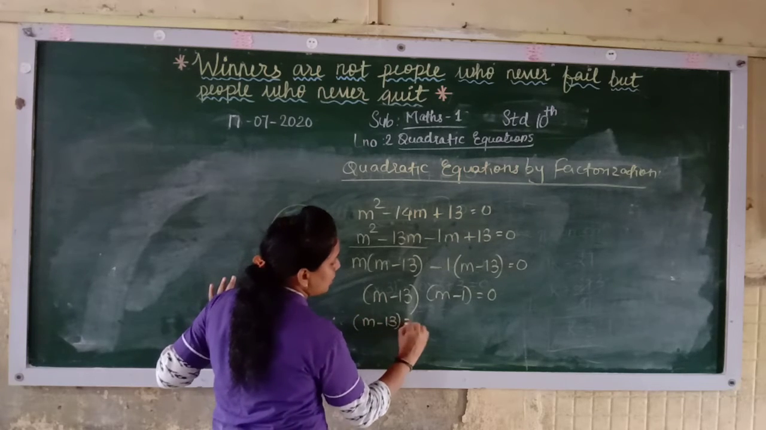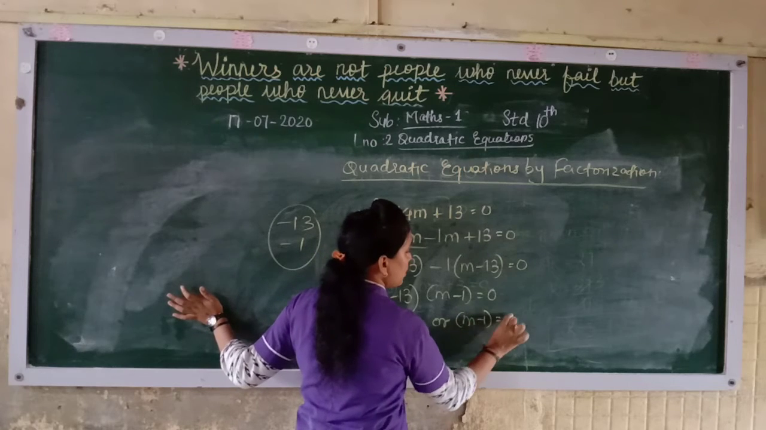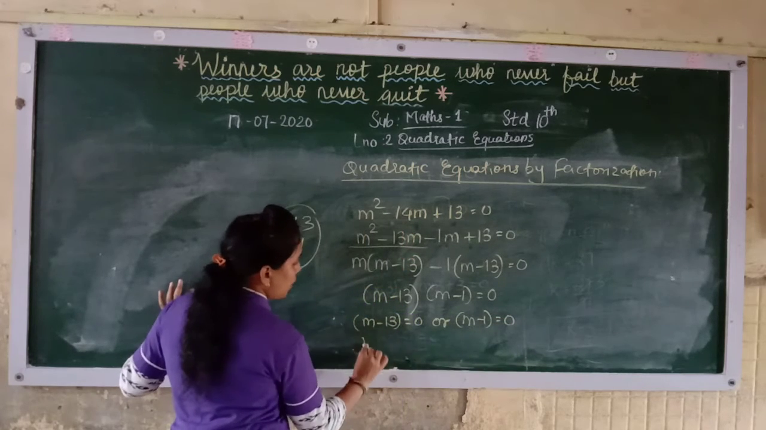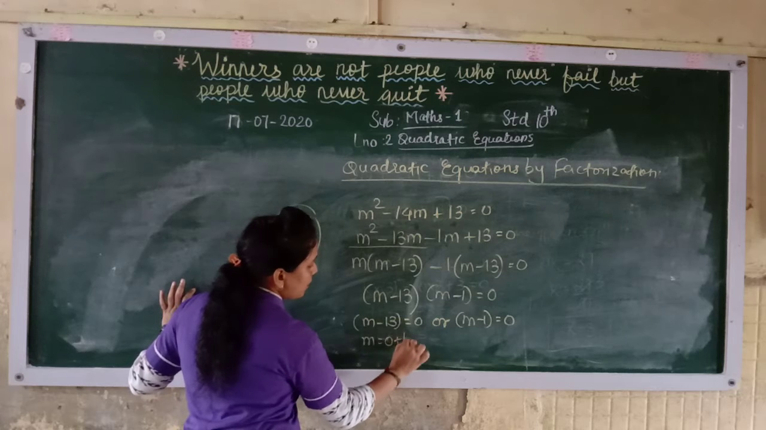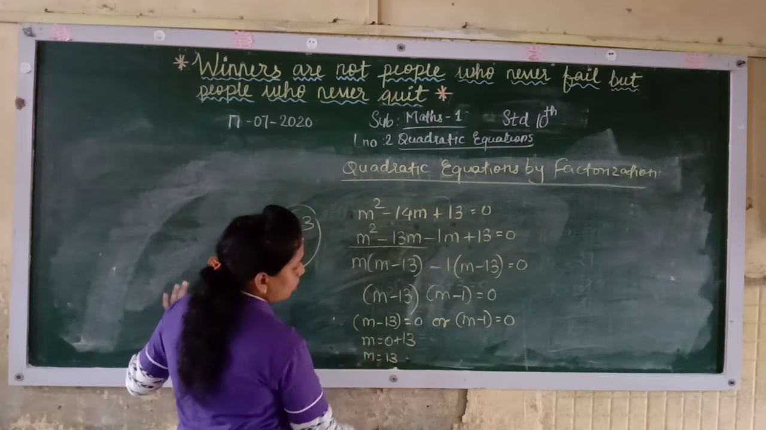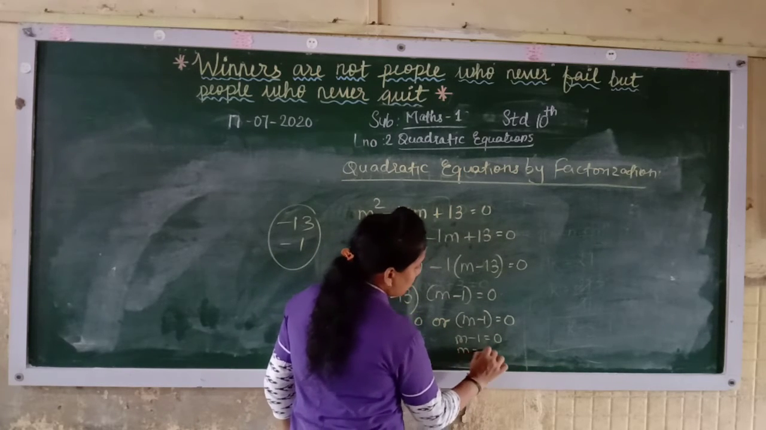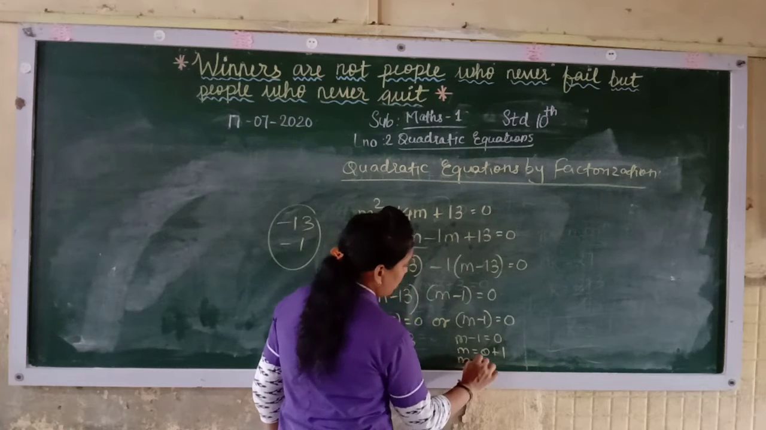Therefore m minus 13 is equal to 0 or m minus 1 is equal to 0. So what you will get? m is equal to 0 plus 13. You can open the brackets over here. So m is equal to 13. Here you will get m minus 1 is equal to 0, m is equal to 0 plus 1. Therefore m is equal to 1.